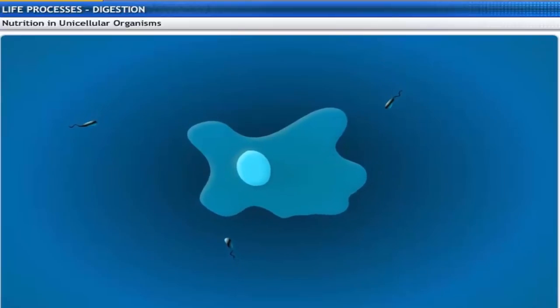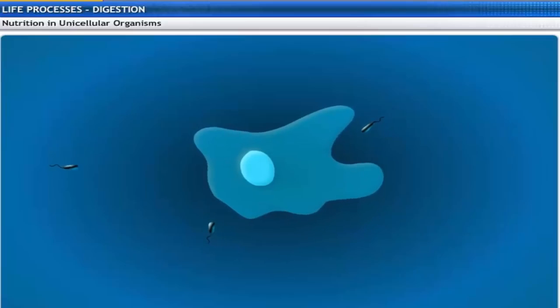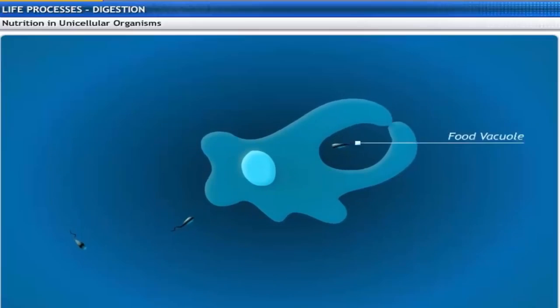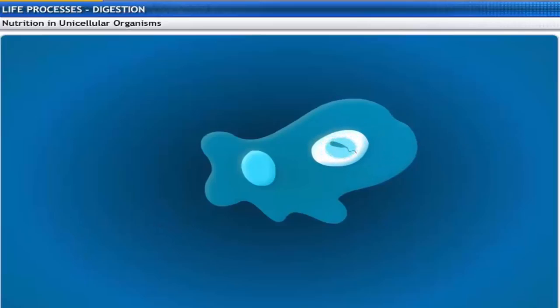When an amoeba wants to take in a food particle, it encircles the food with its pseudopodia, and the food is enclosed in a food vacuole. The food in the food vacuole is digested by lytic enzymes. The digested food diffuses into the body of the amoeba, whereas the undigested food is thrown out.